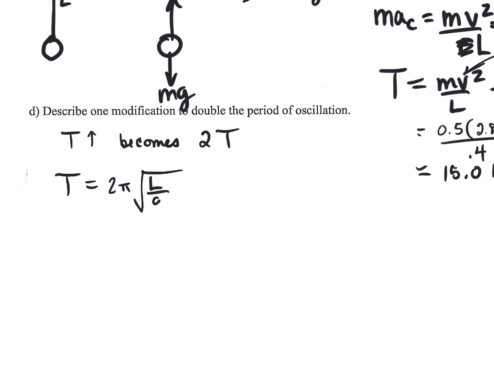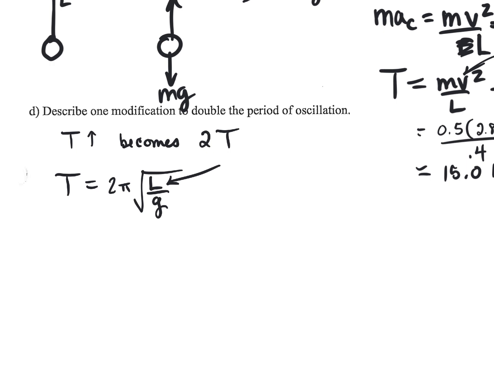Of L over G. Can I change gravity on Earth? Not effectively. What's the only... 2 pi is a constant. What's the only thing I can change? Length. So what do I need to change L to for it to come out as twice as big?